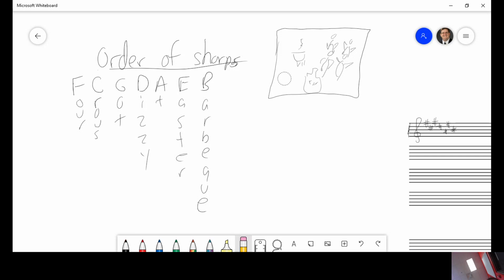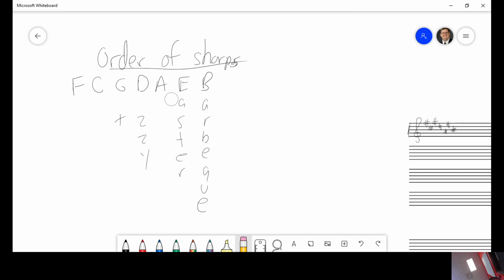Four crows got drunk at Easter barbecue. Memorize it and put it out there. That is the order that sharps appear in a key signature. All right. If you need to know the order of sharps, you have to have that memorized. You should also know the order of flats.